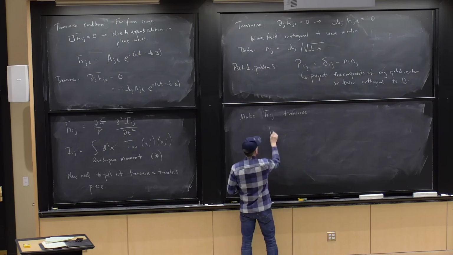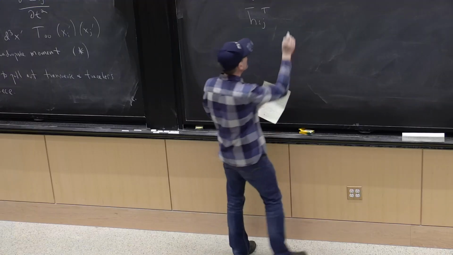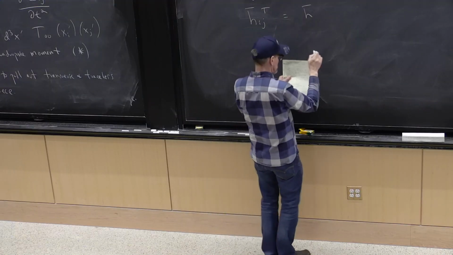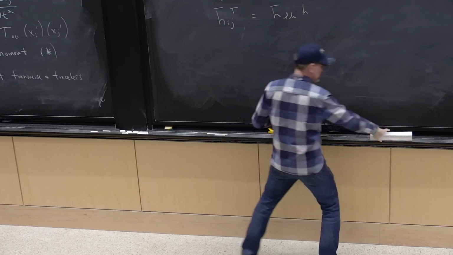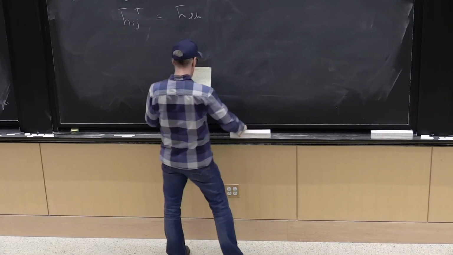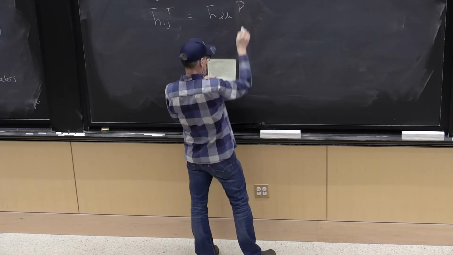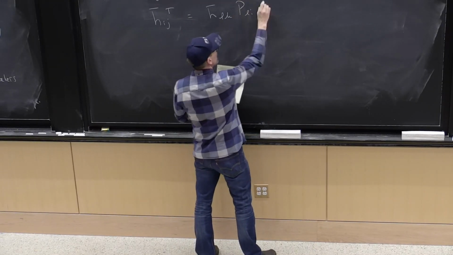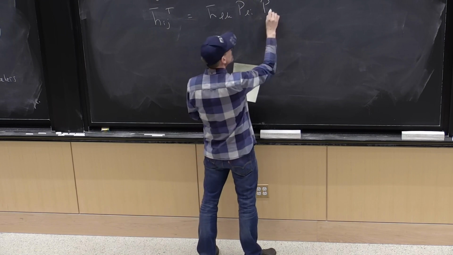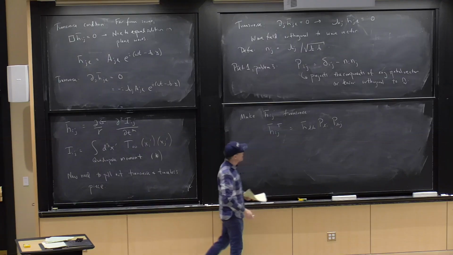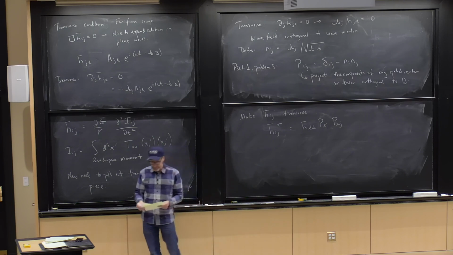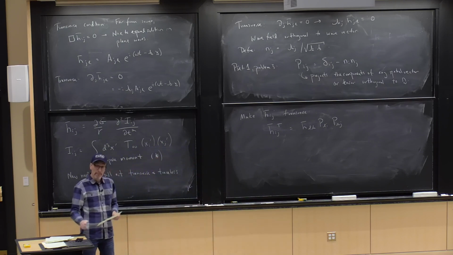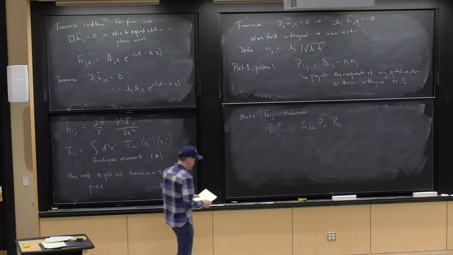All I need to do, I'll put a t on this to denote transverse. All I need to do is project each of its indices using that tensor. So we're almost there. It's transverse, but it's not yet trace-free.